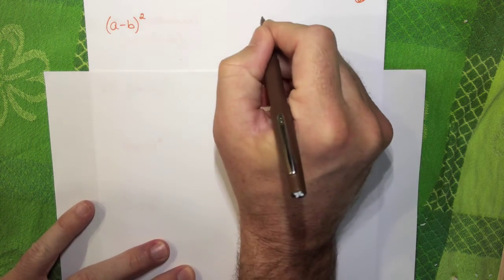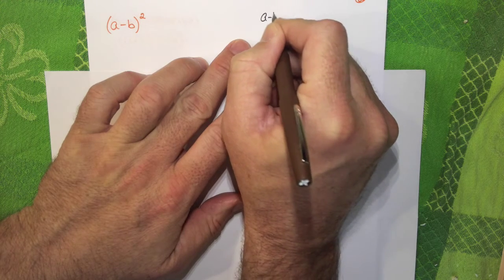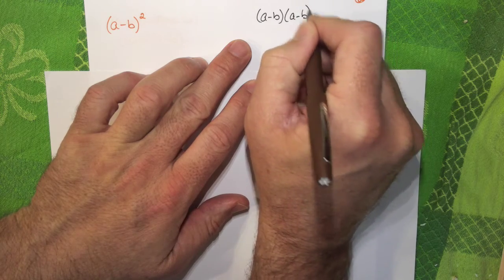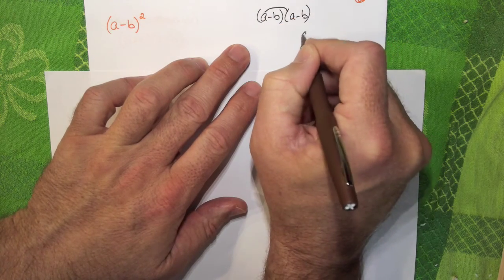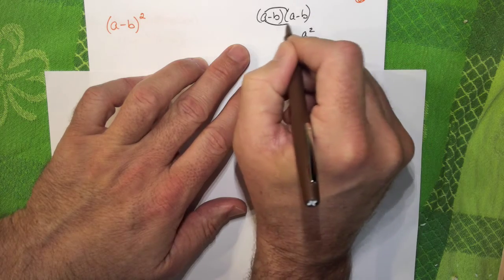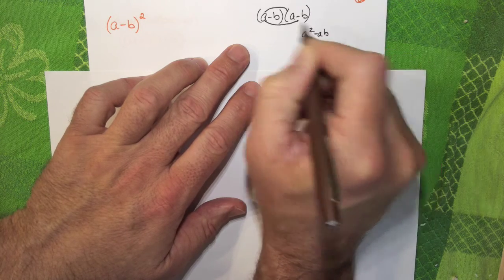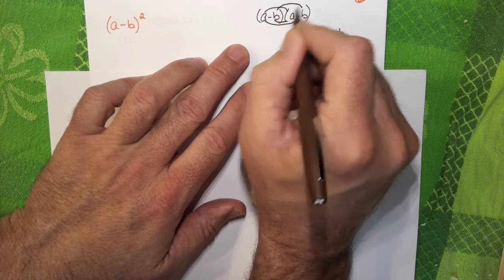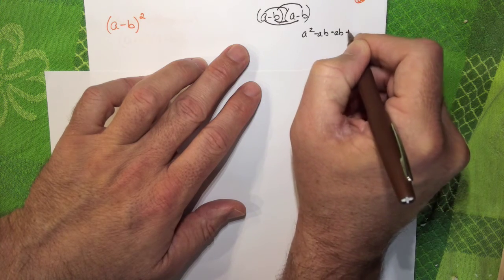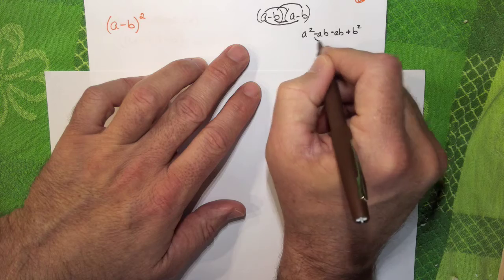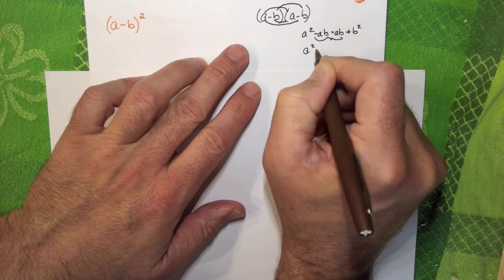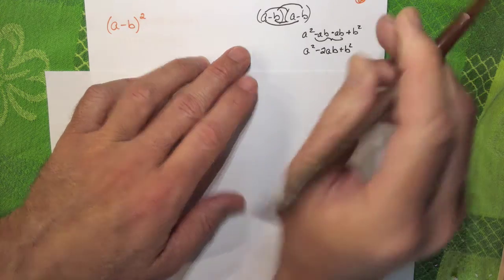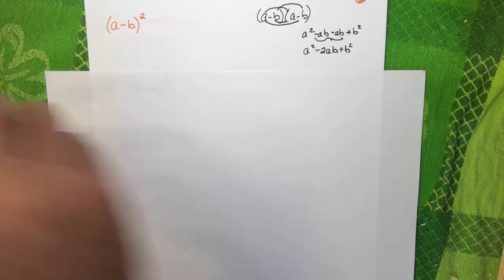That means a minus b, quantity of a minus b. A squared. Outers, negative ab. Inners, negative ab. Here's the key. Negative b times negative b is positive b squared. A squared minus 2ab plus b squared. Notice the difference there.